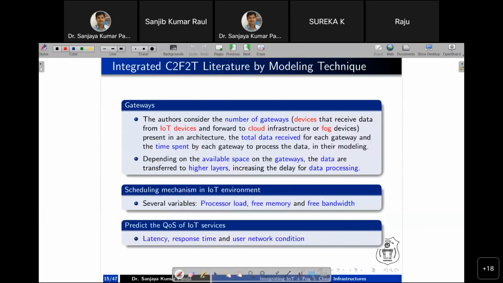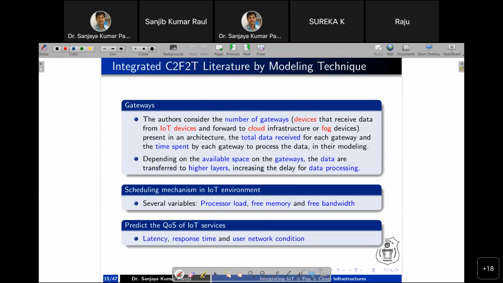And they consider various gateways, because gateways are the devices that are in between the IoT and the cloud. And they have also considered how much data you are receiving in the gateway, how much data is processed, how much data is pushed to the cloud. And based upon the availability of the gateway, okay, available space of the gateway, the data is going to be transferred to the higher layer for further processing. So each and every fog device first analyzes whether it can process that thing or not, or whether it can provide the data or not, and periodically it can push the data to the cloud, or periodically makes it vacant so that a new request can be accommodated in that particular fog device.